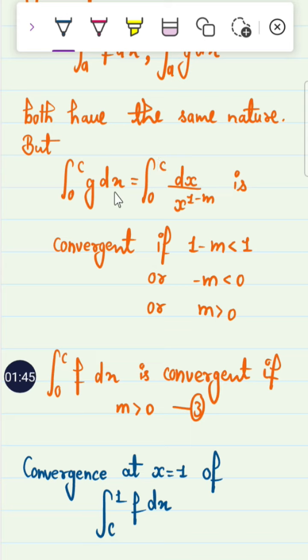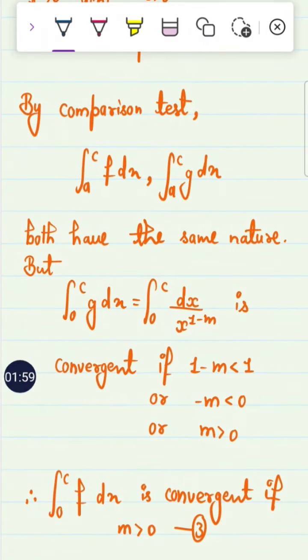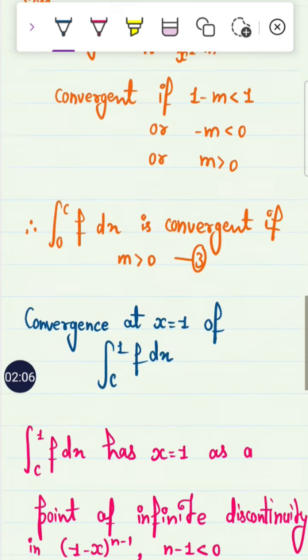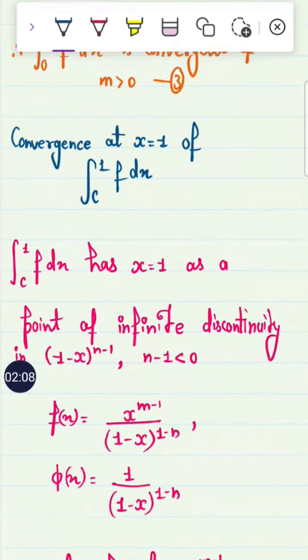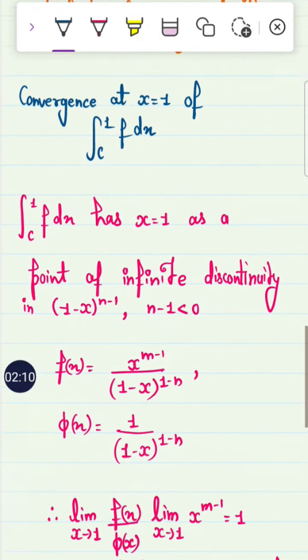So the integral from 0 to c of g dx will converge if 1 minus m is less than 1, that is, m is greater than 0. So if g is convergent, then f is convergent too for m greater than 0 by the limit comparison test, right?